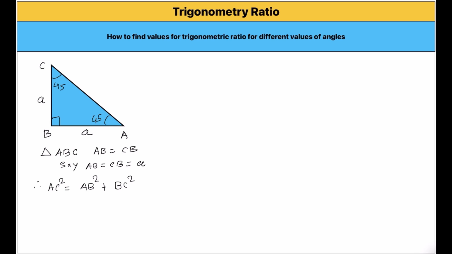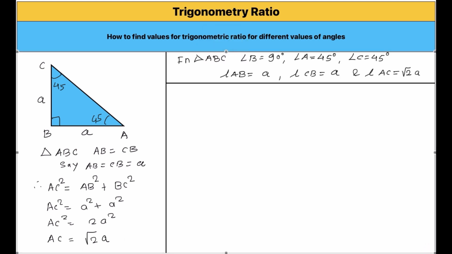Let's do that. As per Pythagoras theorem, AC square, that means hypotenuse square, is equal to AB square, side 1 square, plus CB square or BC square, side 2 square. So AC square is equal to AB square plus BC square. We already have the lengths of AB and BC, both sides are A. So AC square is equal to A square plus A square. Adding this, we get AC square is equal to 2A square. Taking square root on both sides, we get AC is equal to square root of 2 A.